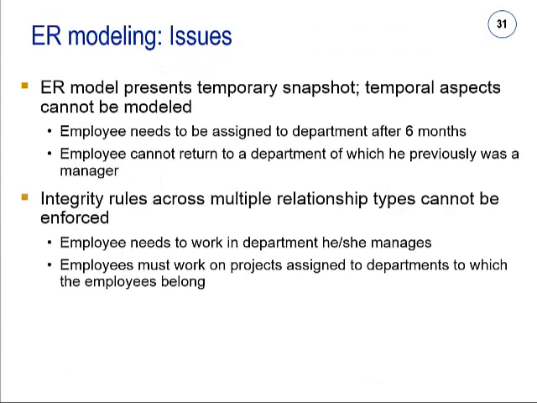These are again nicely summarized right here. The ER model presents a temporary snapshot. Temporal aspects cannot be modeled, such as an employee needs to be assigned to a department after 6 months, or cannot return to a department of which he or she previously was a manager. Also, integrity rules across multiple relationship types cannot be enforced. An employee needs to work in a department he or she manages, and employees must work on projects assigned to departments to which the employees belong.